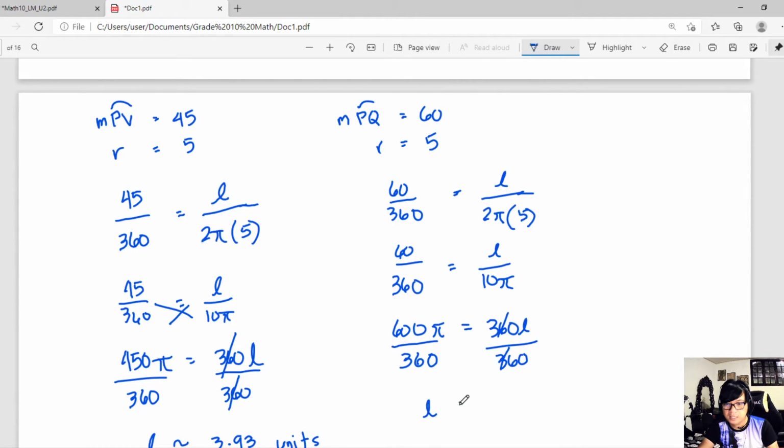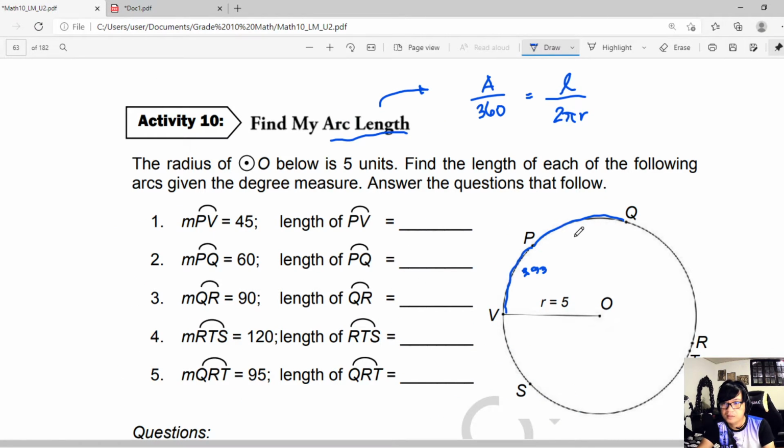So L is approximately equal to 600 pi divided by 360. So the answer is 5.23. Rounded off, that is 5.24 units. So this one is 5.24 units.